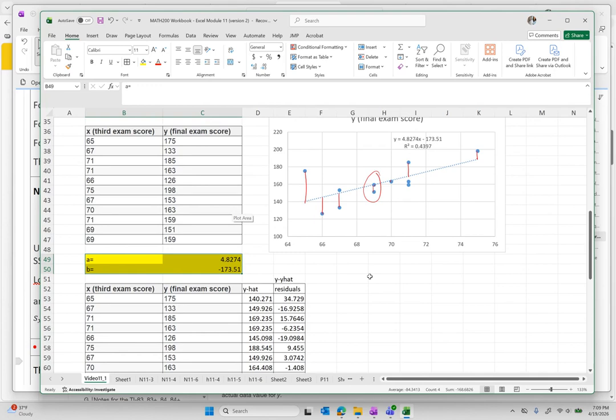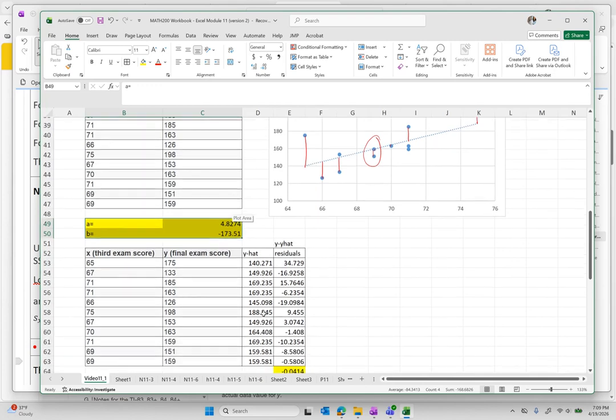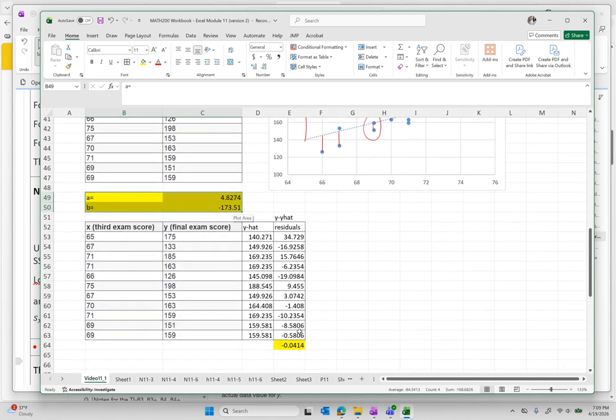If I had the exact values, then my y hats would be more accurate, and I would also get all the theoretical measures that I was expecting. So I would like to know what is the exact value of a and b if I can, and I have the formulas. So first of all, I need the average of x. So I'm going to calculate that here.